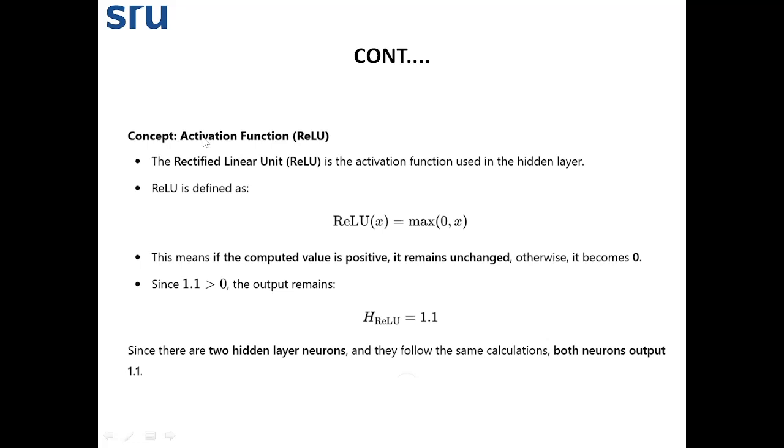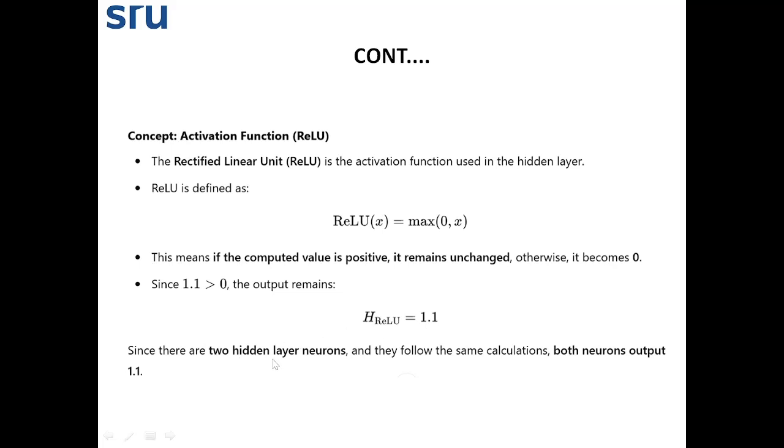Then we have to apply the ReLU function. The rectified linear unit is the activation function used in, say, the hidden layer. This ReLU function is defined as max of 0, x. It means if the computed value is positive, it remains unchanged, otherwise it becomes 0. Since 1.1 is greater than 0, the output remains: H hidden of ReLU is equal to 1.1.